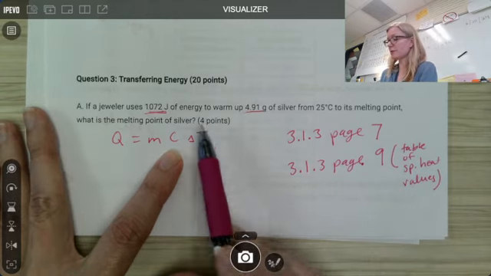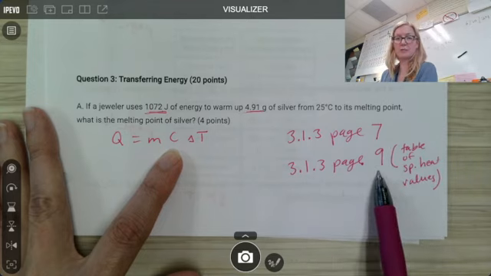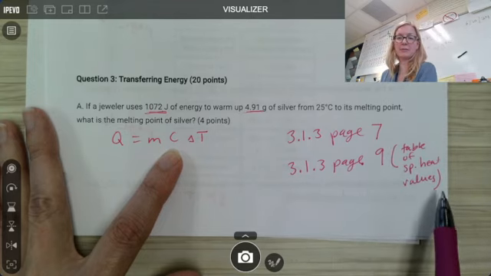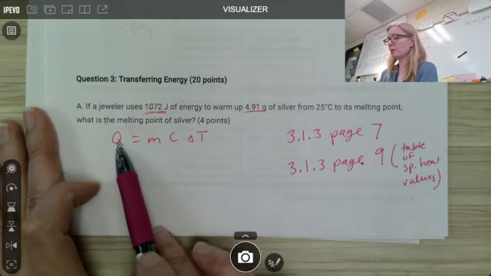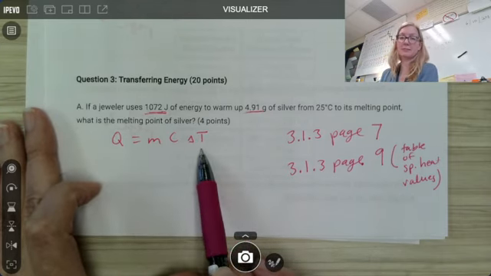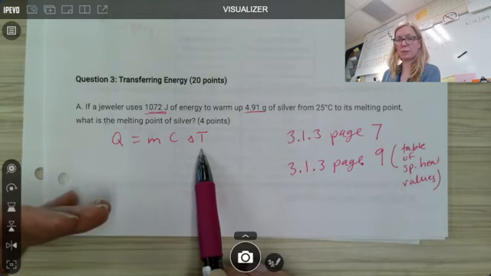This is silver, so you need to look at specific heat on the chart on 3.1.3, page 9. You'll see a link to a table of specific heat values. Open that up and look at silver and plug that in for C. So you know Q, you know M, you know C, you're going to solve for delta T, okay? Whatever you get for delta T is the change in temperature.